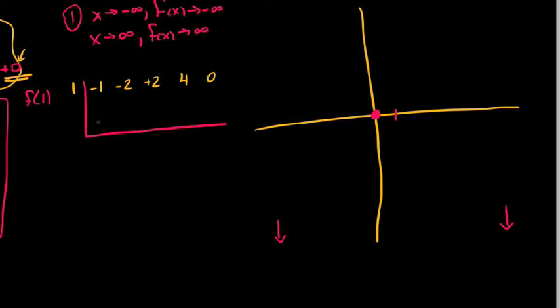So now the way synthetic substitution works is this. You begin by dropping down your leading term here. Then we'll multiply this by the number that we're evaluating for, which out here is 1.